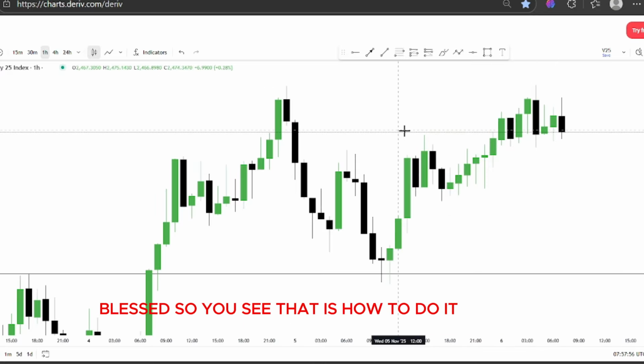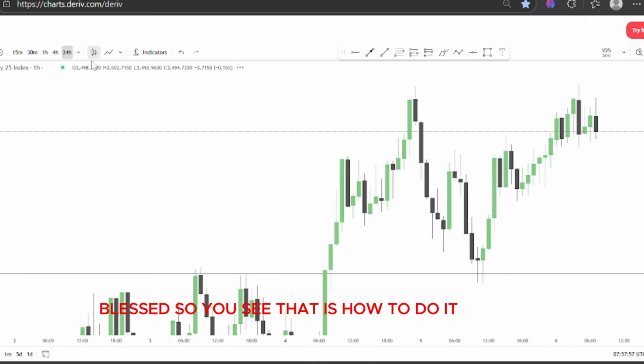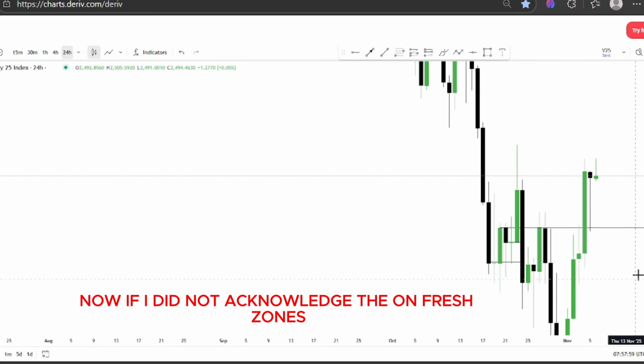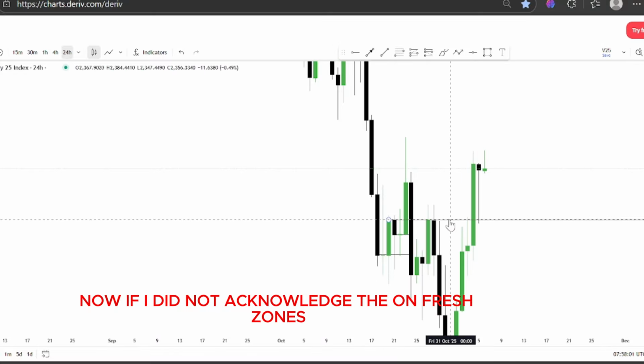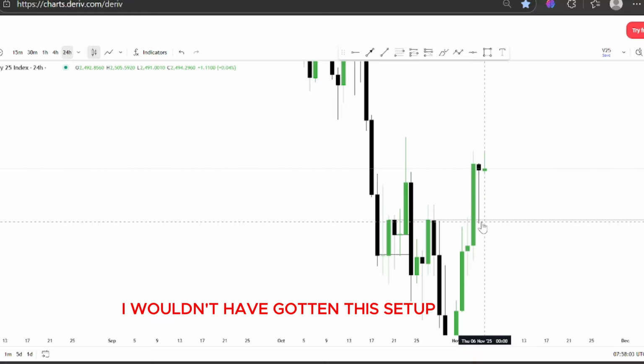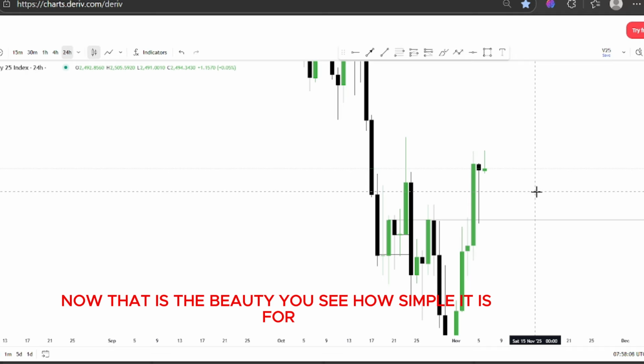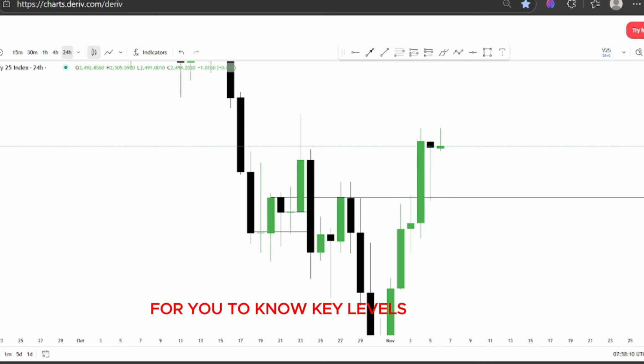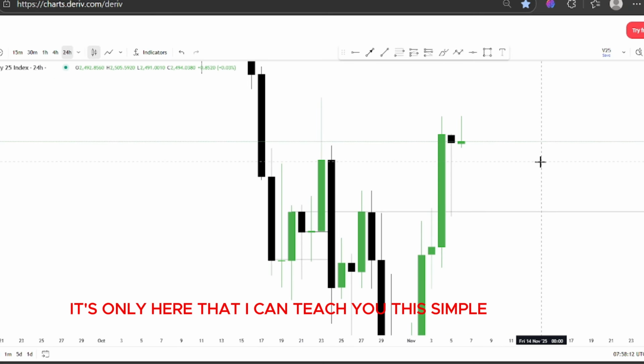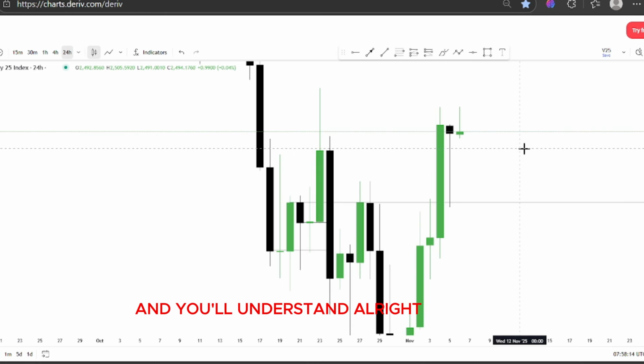So you see, that's how to do it. Now, if I did not acknowledge the unfresh zones, I wouldn't have gotten this setup. I made money from this setup because of this. All right. Now, that's the beauty. You see how simple it is for you to know key levels? It's only here that I can teach you this simply and you understand.